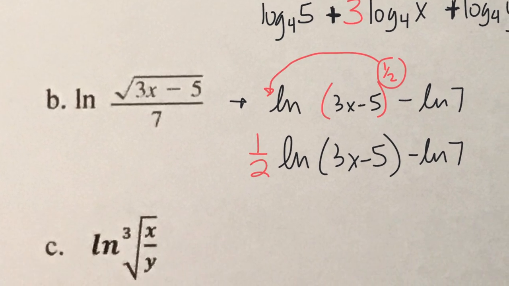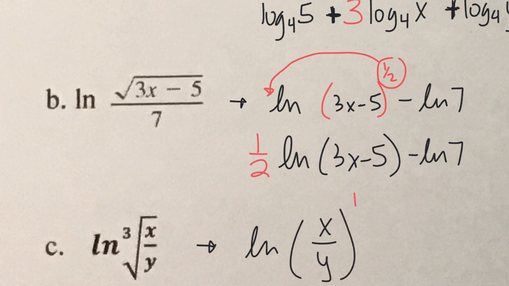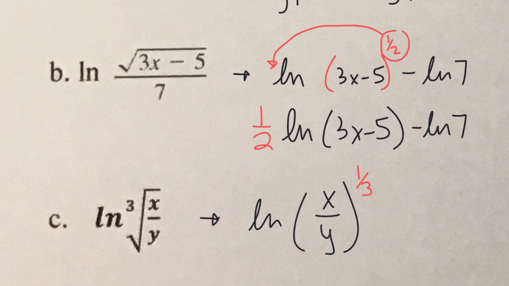For our last example, once again, the first thing we do is change our radical into the 1/3 power. Notice that it says it's the third root. So that's going to be the 1/3 power of x over y. The 1/3 is the same as the third root. It's not the natural log cubed. It's the natural log of the third root. That's just the way that their program started writing it.